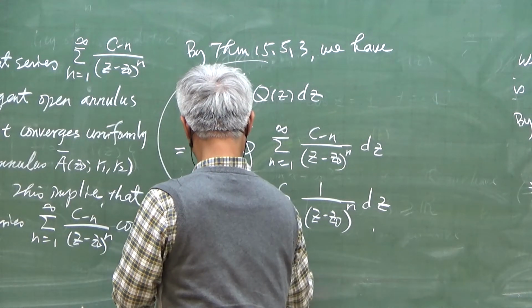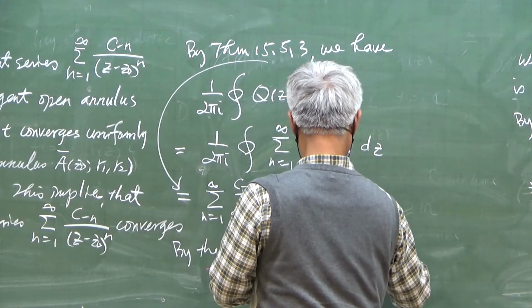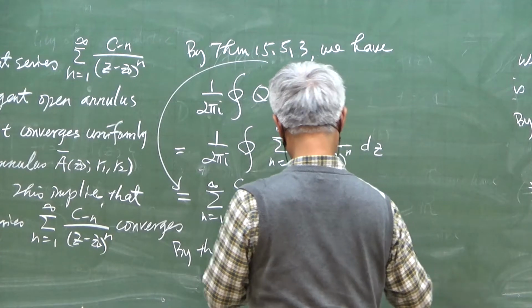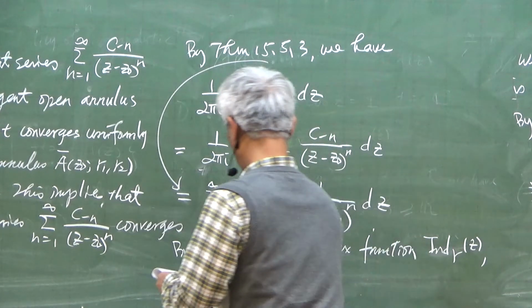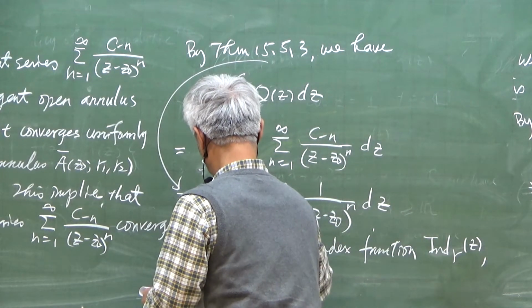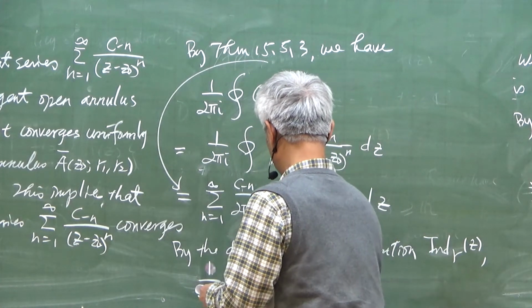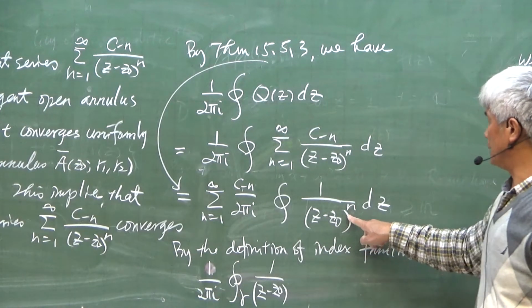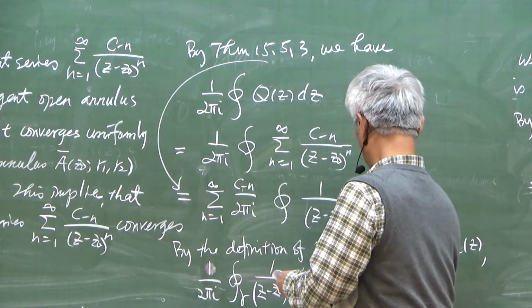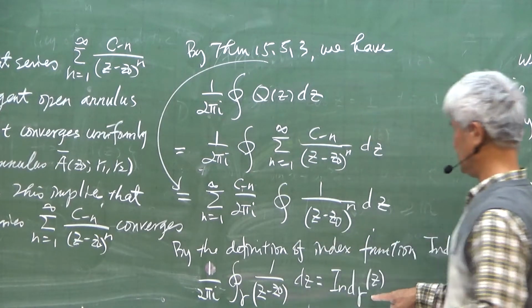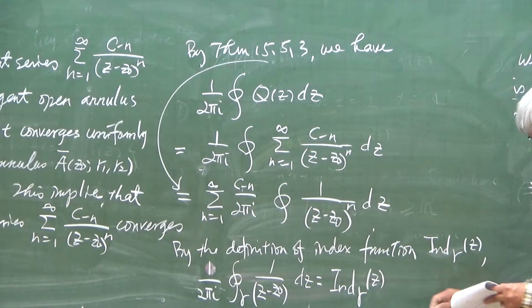By the definition of the index function, the index of gamma around z0 is 1 over 2 pi i times the integral over gamma of 1 over (z minus z0)^n dz. So when n equals 1, this is the index of z with respect to the closed path gamma. This is one number.